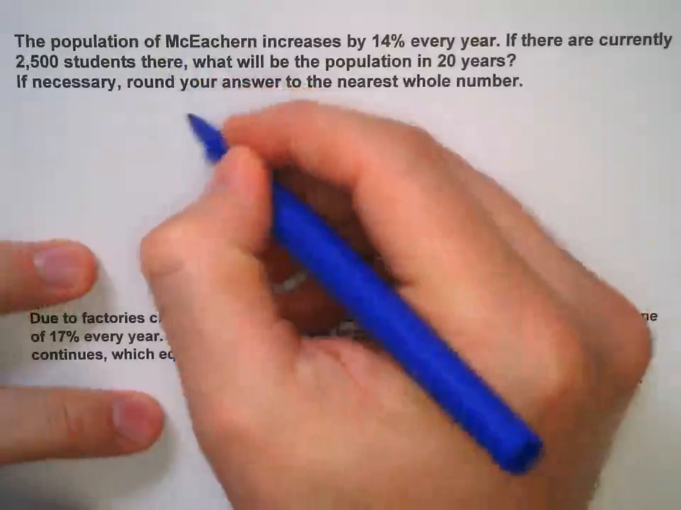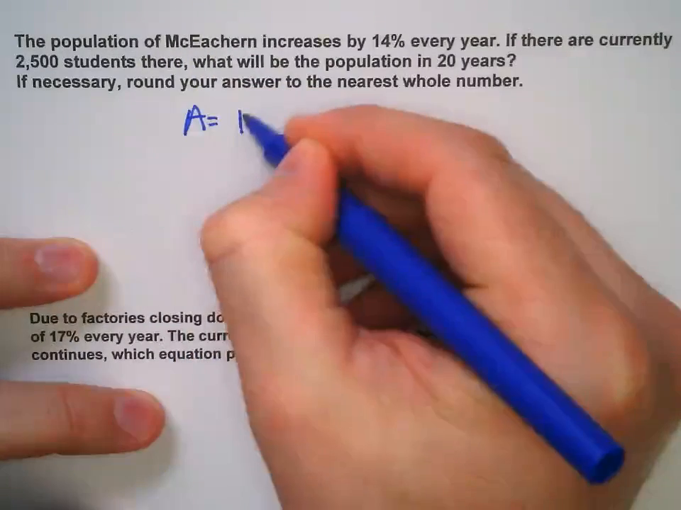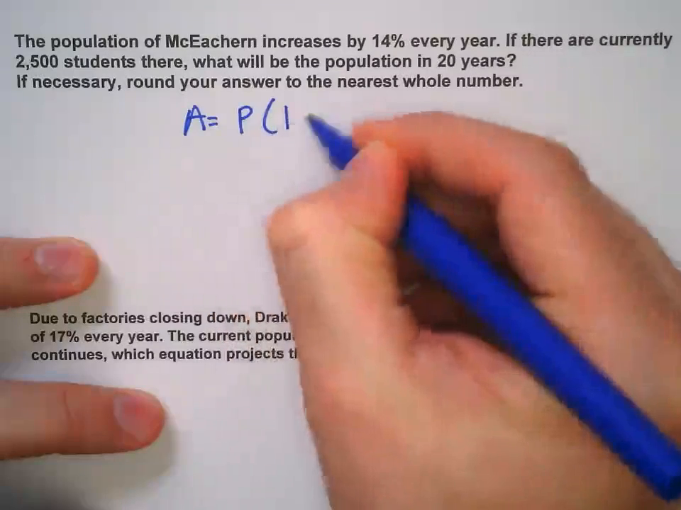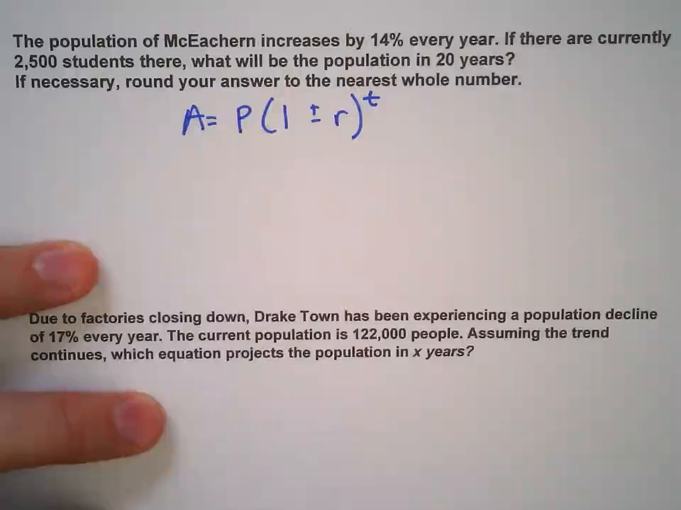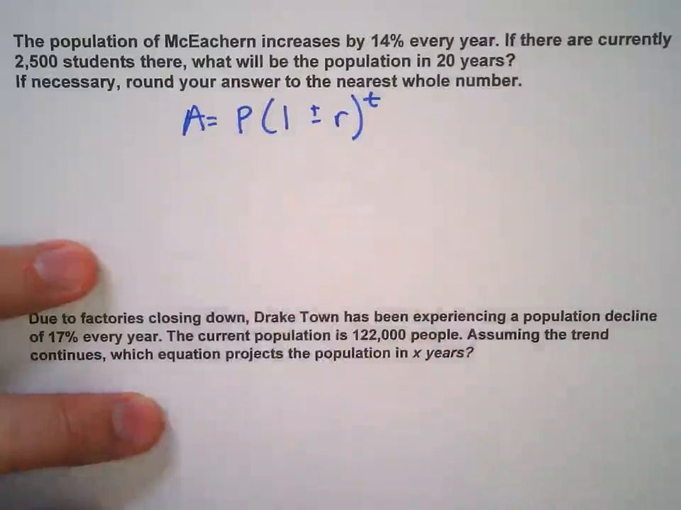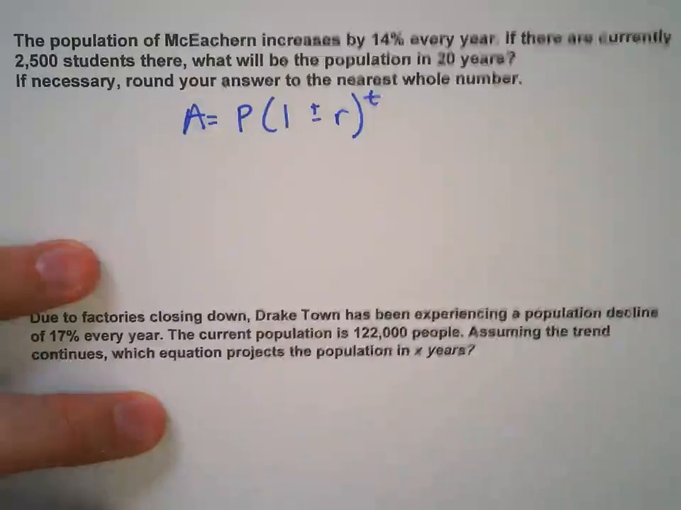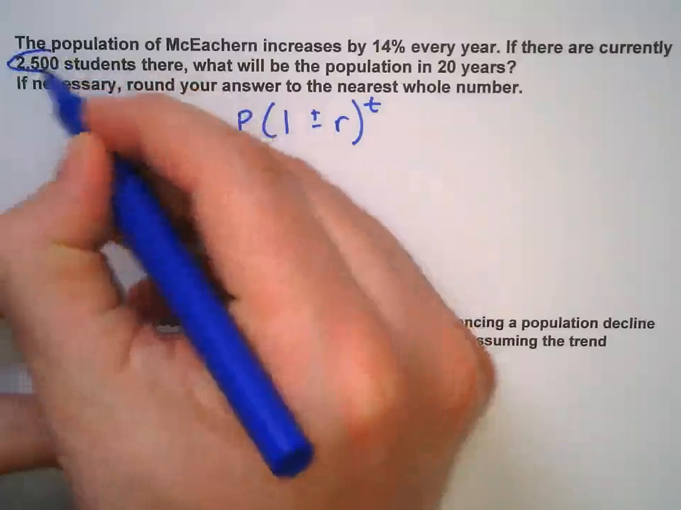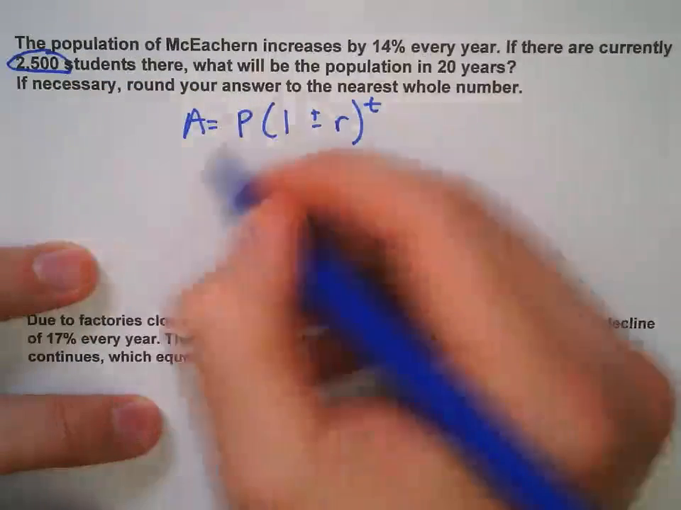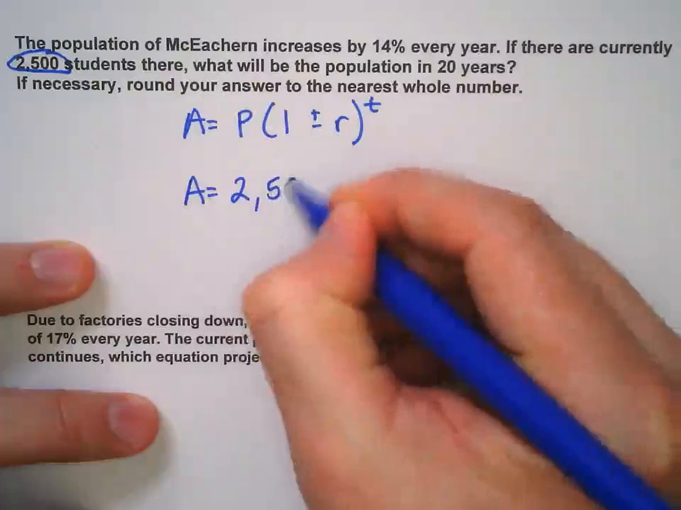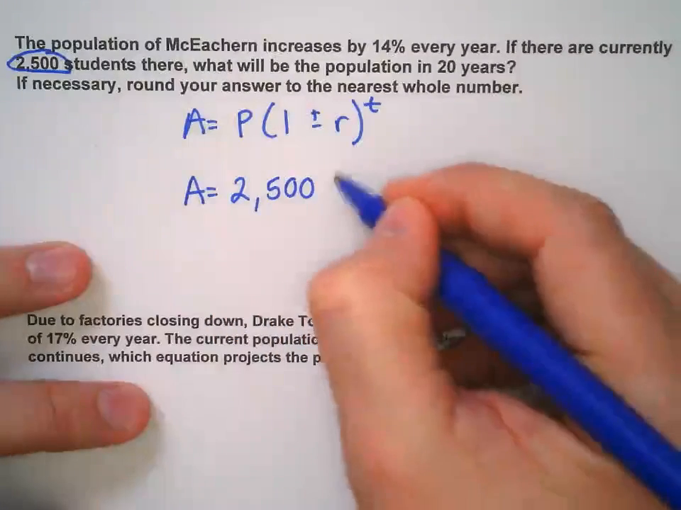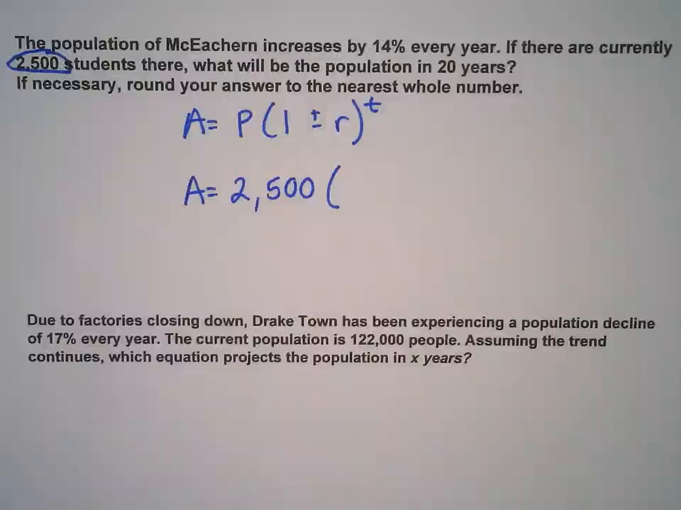So we have here, again, I'm going to write out our formula. A equals P, 1 plus or minus R, raised to the T. Our P, what we start with, the number of people we start with, the amount is 2,500 students. So that's A equals 2,500, however you want to say it.